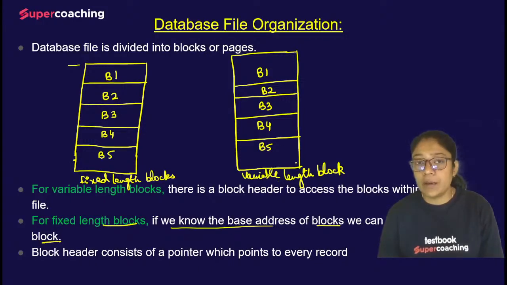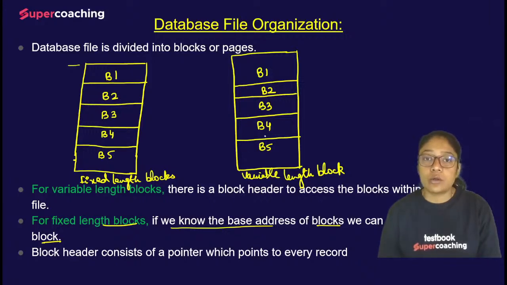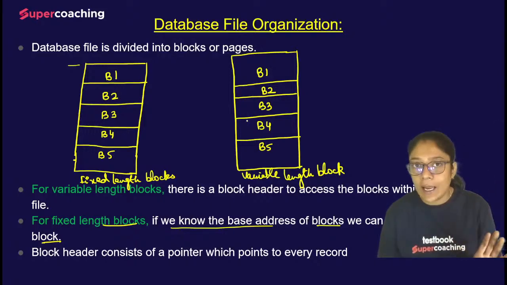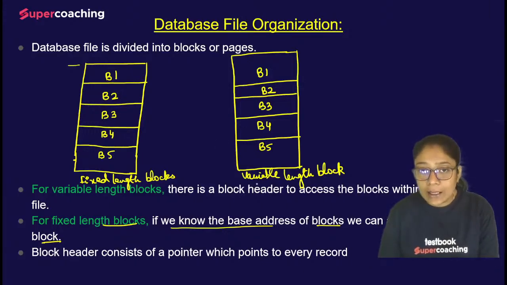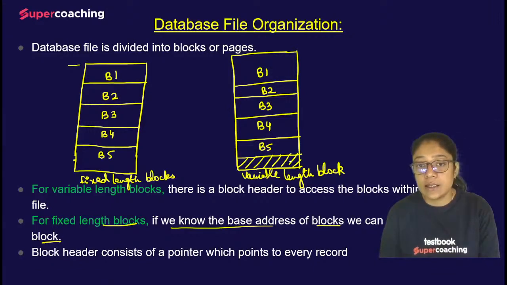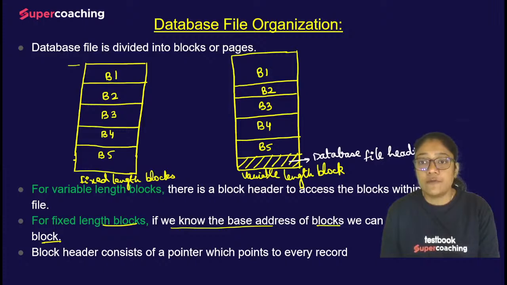Whereas in variable length block, for example, I want to access block number 4, I cannot say skip the first 3 blocks and the size of each block is something like X. We cannot do that because this is a variable length block. So in order to maintain the offset, the addresses of these blocks, we have a database file header. It's the responsibility of the database file header to keep track of the addresses of the blocks. This is database file header. So the information related to each and every block will be available under this header.